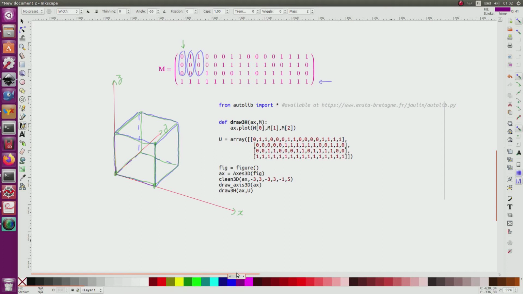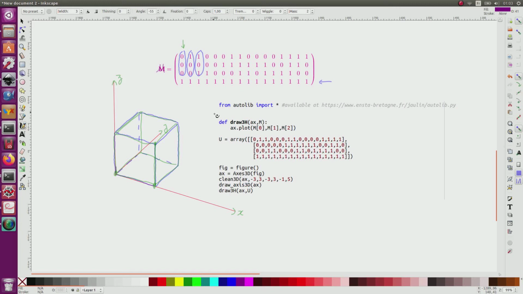Here it is a Python program which makes it possible to draw a three-dimensional picture of my cube. So I define the sketch, U, like a unit cube, in homogeneous coordinates. I create my figure, I draw my axes, x, y, and z. I give the scales, -3, 3, and so on. Then I draw my axis here. And then I will call the drawing function with a cube.